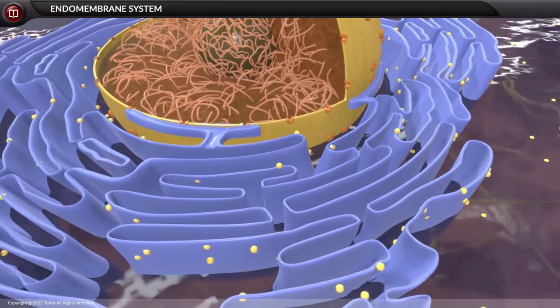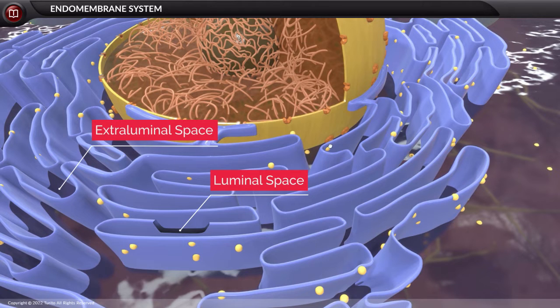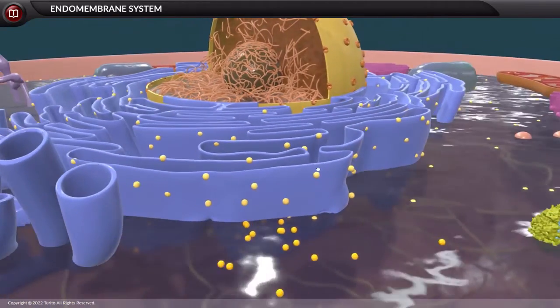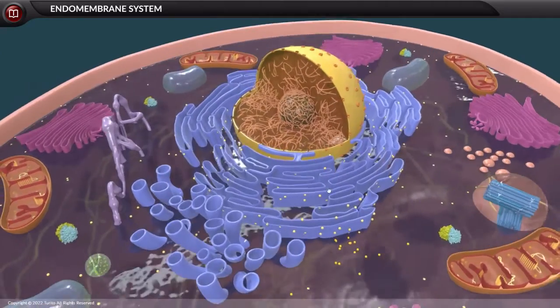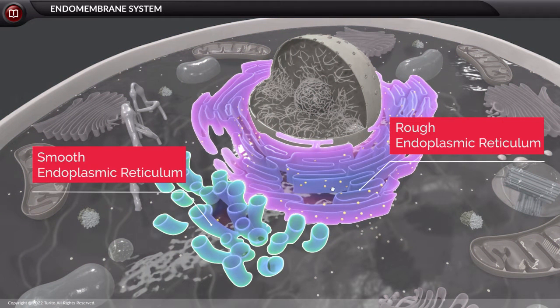The endoplasmic reticulum possesses a lumen called the luminal space, and the region exterior to the ER is called extraluminal space. The endoplasmic reticulum can be structurally classified into two types, the rough endoplasmic reticulum and the smooth endoplasmic reticulum.